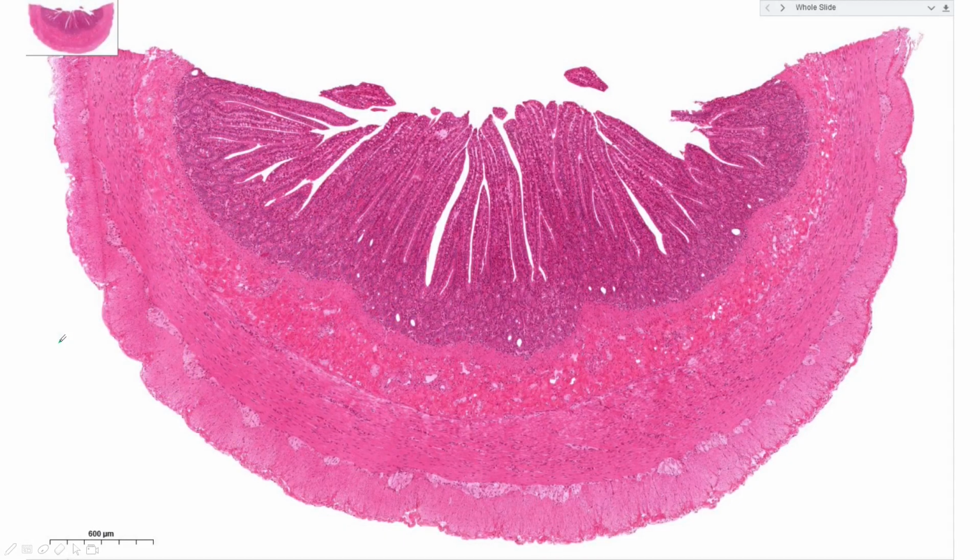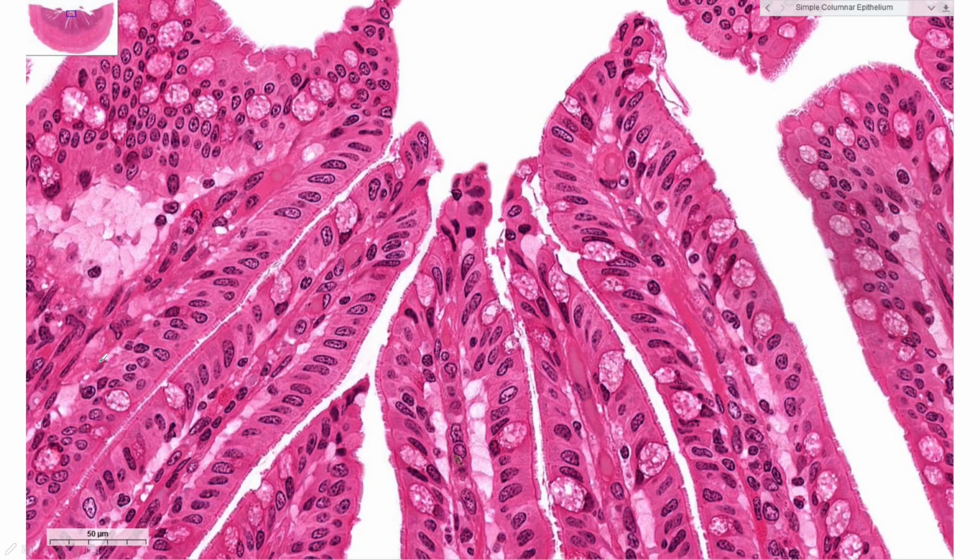This example comes from a small intestine. The surface area of the small intestine is increased by these finger-like projections called villi. A few examples have been highlighted here in green. I like this tissue example because you can see the many goblet cells scattered throughout the tissue. A few of them have been highlighted here. Also take note that we have a single layer of columnar cells. A few of them have been highlighted here.